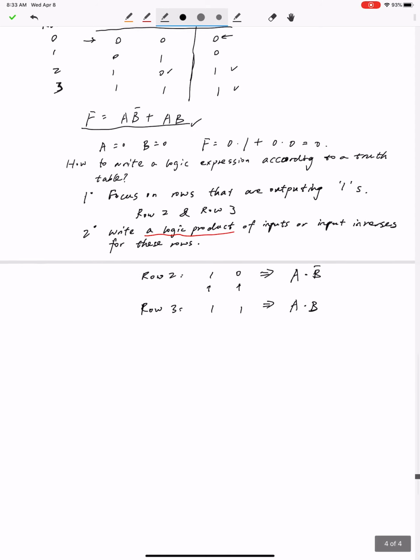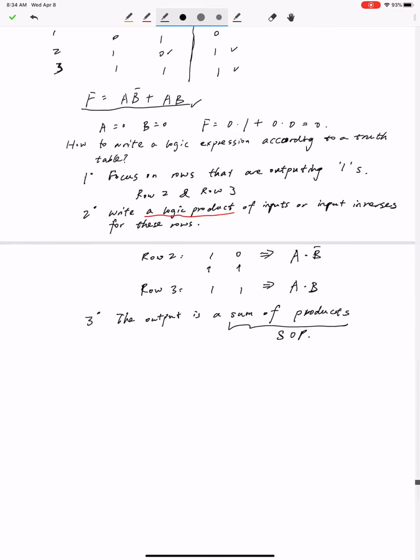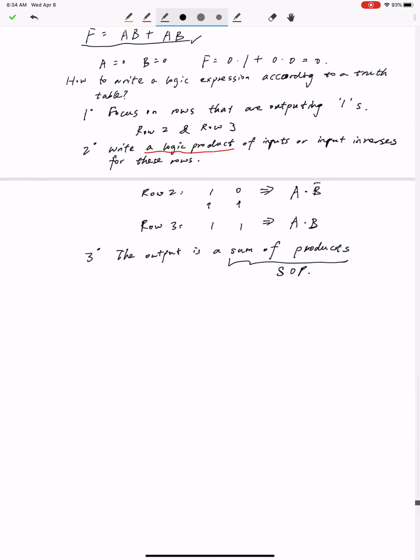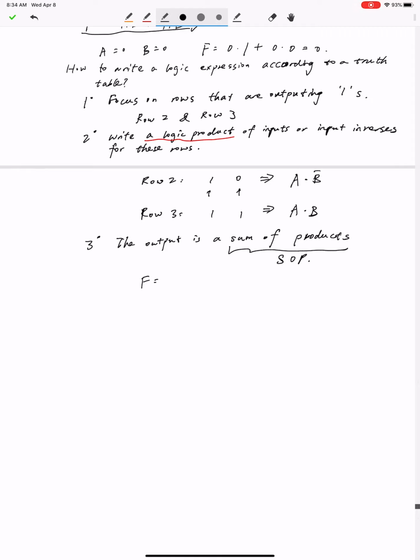All right, the third step is the output is a sum of products. It's a sum of products, right? And sum of products can be abbreviated by three letters, SOP. Okay. So the output F equals AB bar plus AB.